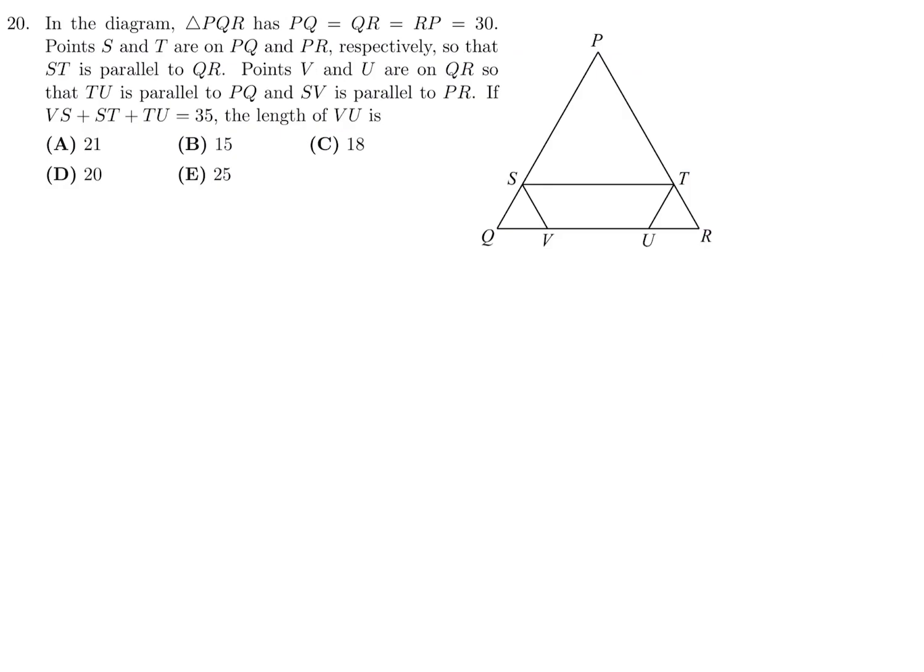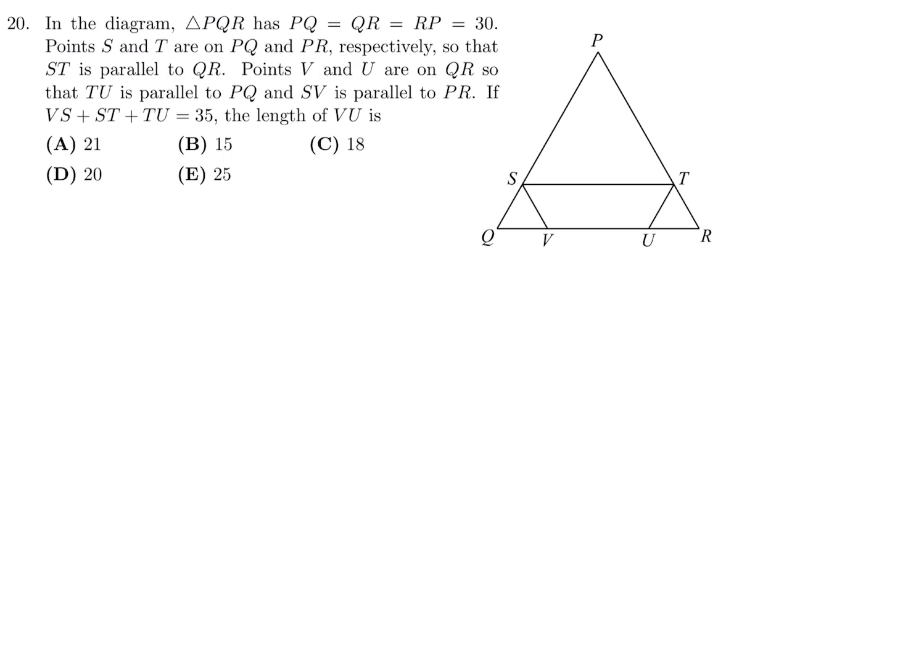In the diagram, triangle PQR has PQ equal to QR is equal to RP is equal to 30. Points S and T are on PQ and PR respectively, so that ST is parallel to QR. Points V and U are on QR, so that TU is parallel to PQ and SV is parallel to PR. If VS plus ST plus TU is 35, the length of VU is... Well, the fact that this is parallel and then this is parallel to that side means that these are similar triangles. These little guys are similar to the big guy. That's pretty much what they're getting at with that whole parallel stuff.